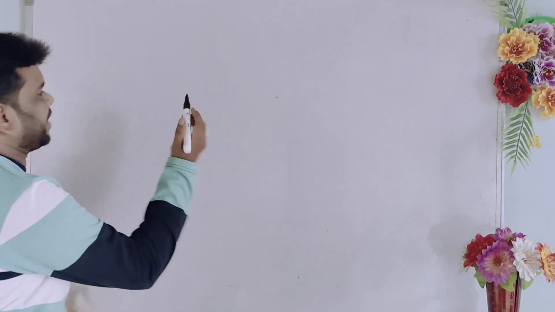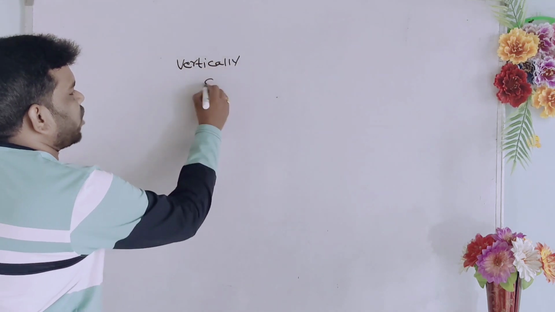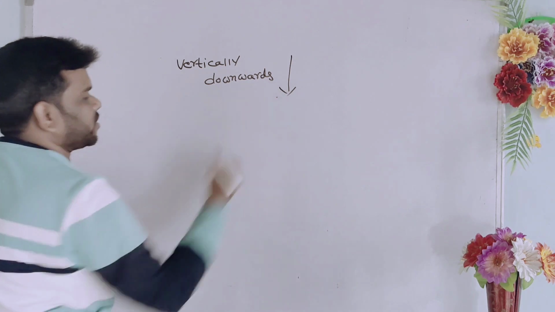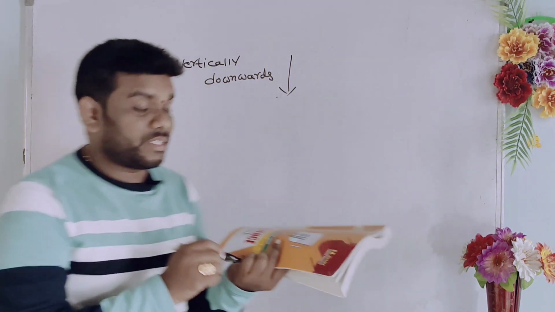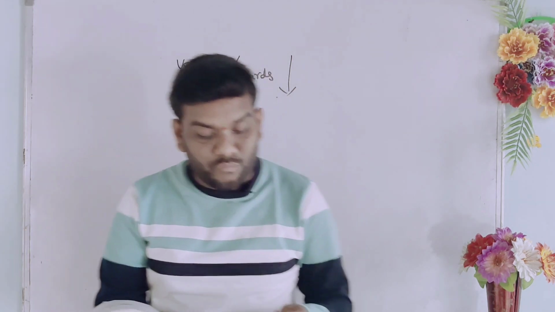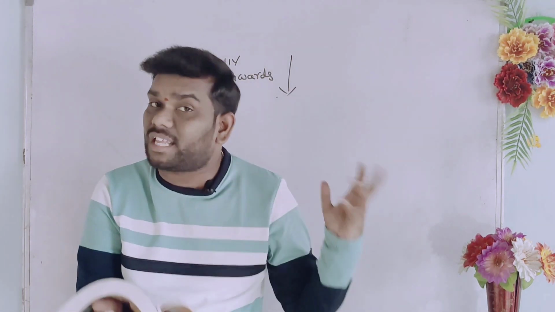This is the observation. And the next question: what happens to the pen cap? Does it move vertically upwards or downwards? Yes, it acts vertically downwards, because the pen cap falls into the bottle. And the next question: why does the pen cap fall inside the bottle?